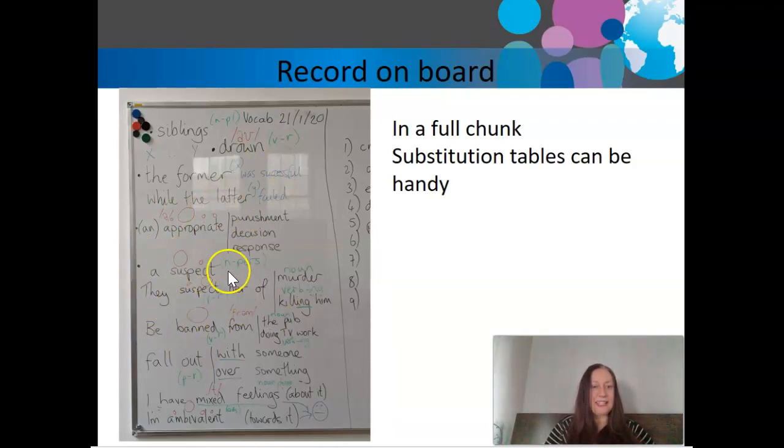They suspect. So the word is suspect as a verb. I've also highlighted it here as a noun, a suspect. They suspect her of murder, or they suspect her of killing him, and that shows you that it could be followed by a noun or by a verb. And there are two examples, and this is what's called the substitution table. Anything after the line could be substituted as a way of finishing that phrase.